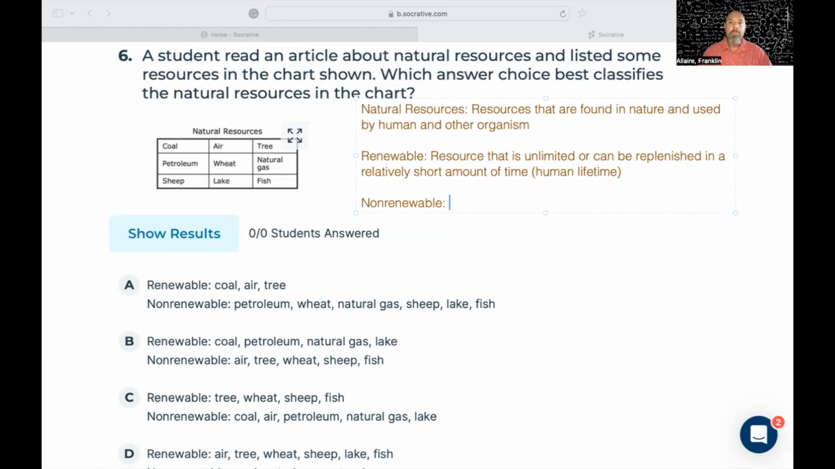Non-renewable resources, this is a resource that is limited and finite. That's another way of thinking of it.